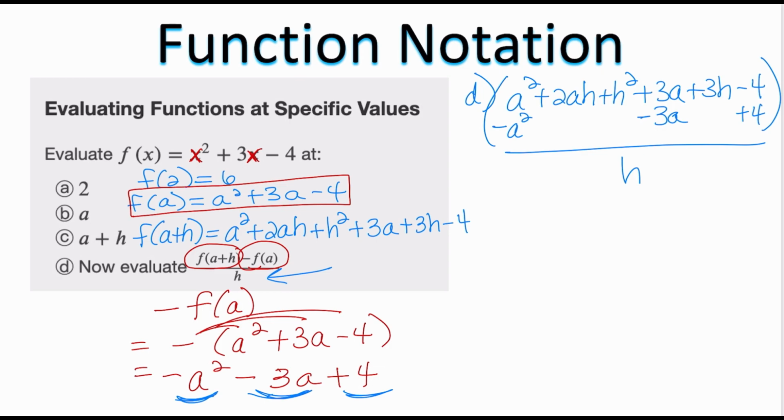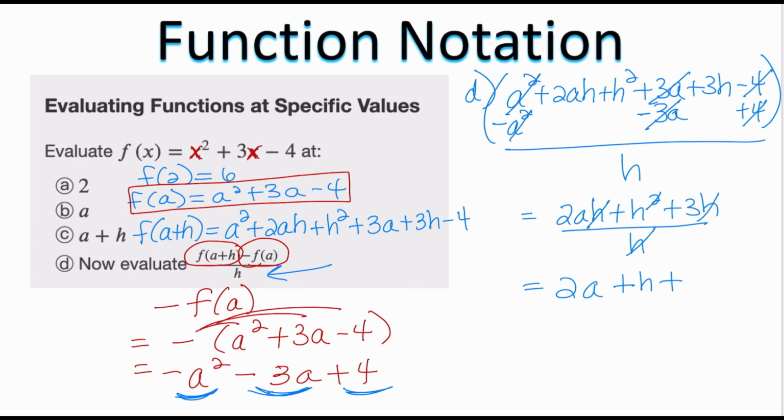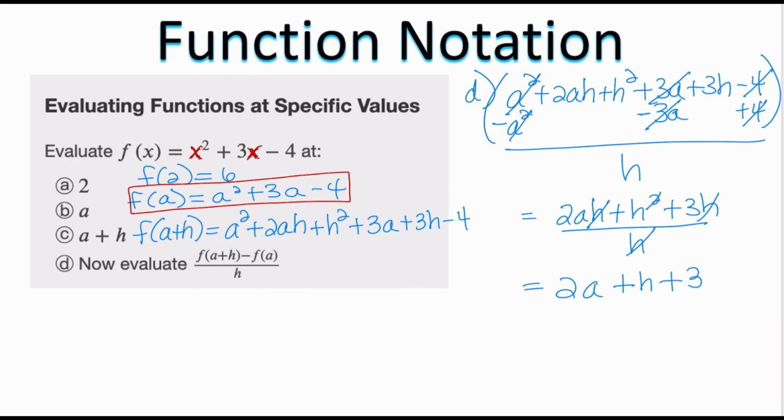all over h because in the problem, it says all over h. So I'm going to go ahead and simplify. The a squares cancel, the 3a's cancel, the negative 4 and positive 4 cancel. I'm left with 2ah plus h squared plus 3h all over h. Notice how they all have an h in common. So I'm going to cross out the h and I'm left with a final answer of 2a plus h plus 3. So the final answer for part D is 2a plus h plus 3.